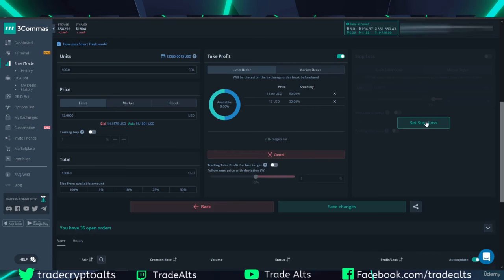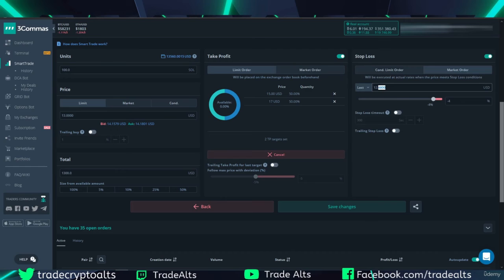Then you can also set your stop loss. I'll do all this in advance, before the trade even fills. Click on stop loss, and let's say I want to be out of my trade at $12.50. So if it fills my $13 order, I'm going to buy Solana at $13, my take profits are $15 and $17. Now my stop loss: if Solana drops to $12.50, I want out of the trade, and I would lose 3.8%.